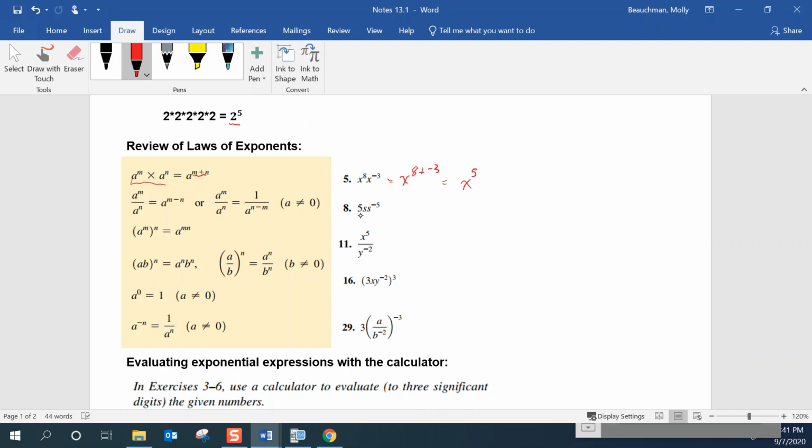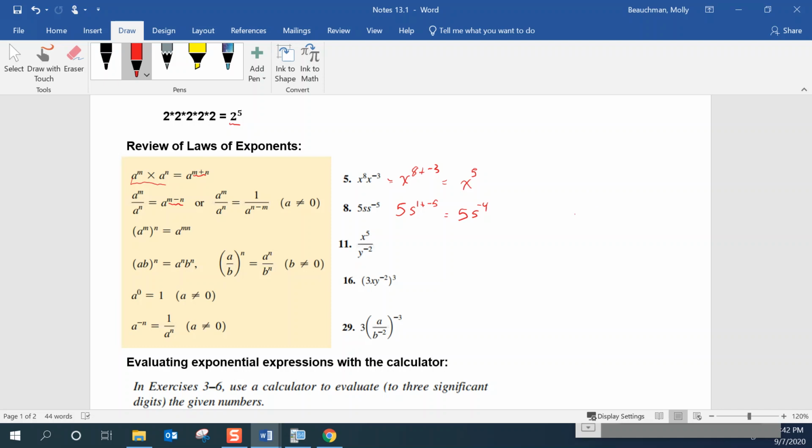Same with number 8, 5 times s to the power of negative 5. That's 5s to the power of 1 plus a negative 5, which is equal to 5s to the power of negative 4. So that's just a review of how, when you multiply, you add exponents. When we divide, we subtract exponents. So if we have x to the 5th divided by y to the negative 2, oh gosh, we can't add or subtract exponents because those are not the same variables. So that can't be simplified anymore.